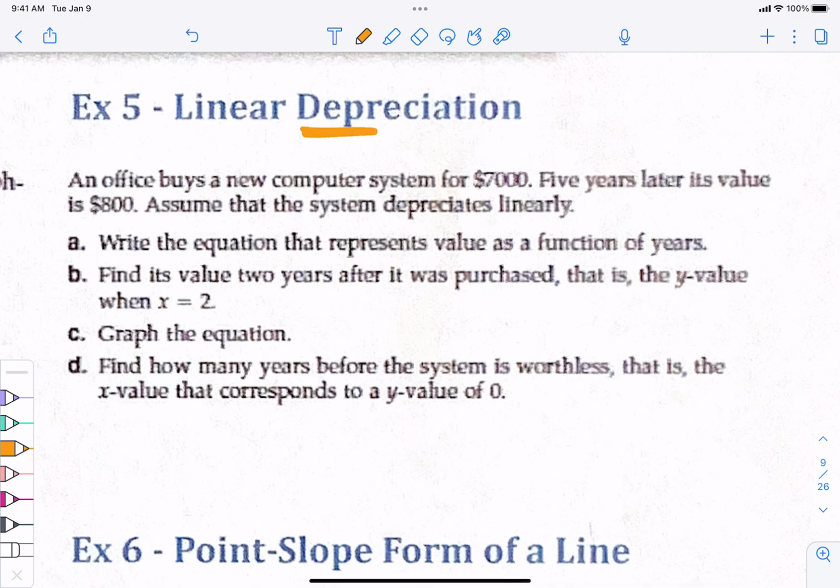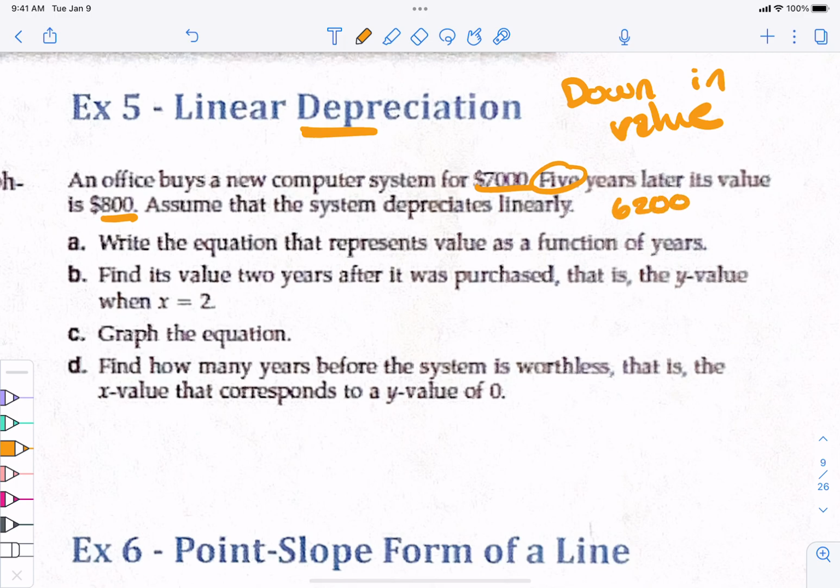All right, example 5, linear depreciation. That means we're going down in value. An office buys a new computer system for $7,000 and 5 years later its value is $800. That is called the residual or the salvage value if you're in accounting. So over the course of 5 years, how much is it depreciating in value? Oh, overall total. I'm sorry. $6,200, right? It's going from $7,000 to $800. $6,200 in the matter of 5 years, and if you divide that, it is $1,240. So that means it's going down $1,240 per year. Does that make sense?